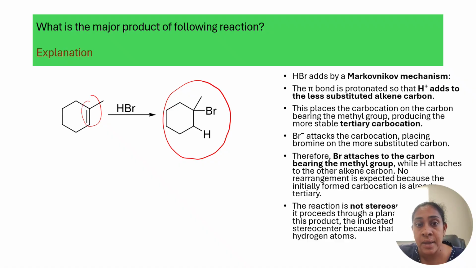The carbocation is tertiary and therefore more stable, and no rearrangements are necessary. So we do not expect a hydride shift or a methyl shift. So the key reasoning in here is the Markovnikov protonation, and it will form the tertiary carbocation, with no rearrangements, and finally our bromide ion will come and attack the carbocation and it will lead to the product.